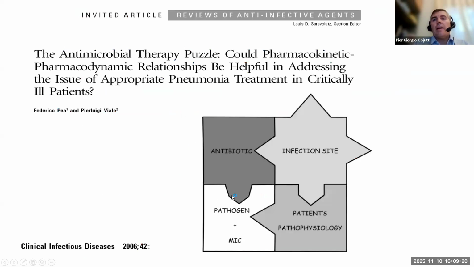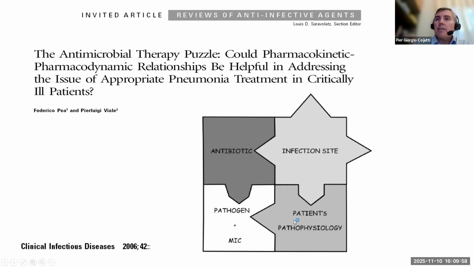So how can we imagine the treatment of infection in a modern way? This image resembles a puzzle in which different pieces should be put together, should integrate to address correctly the antimicrobial agent. The first, of course, is the choice of the antibiotic. But the site of infection should also be considered, because treating bloodstream infection is different from treating a pneumonia or treating an infection in the central nervous system.